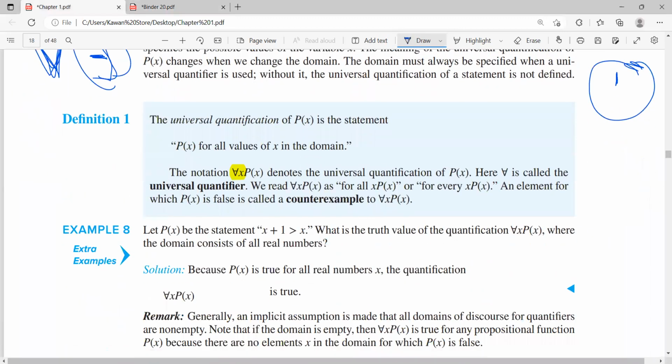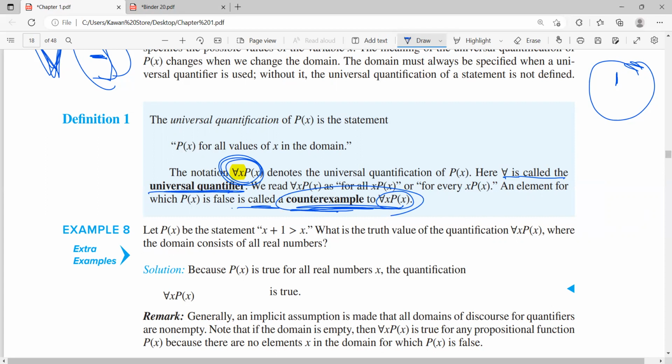Now here's the quantifier. We see "for all", which is called the universal quantifier. What makes it false is called a counterexample. If you bring one example which is not true, that example is called a counterexample.